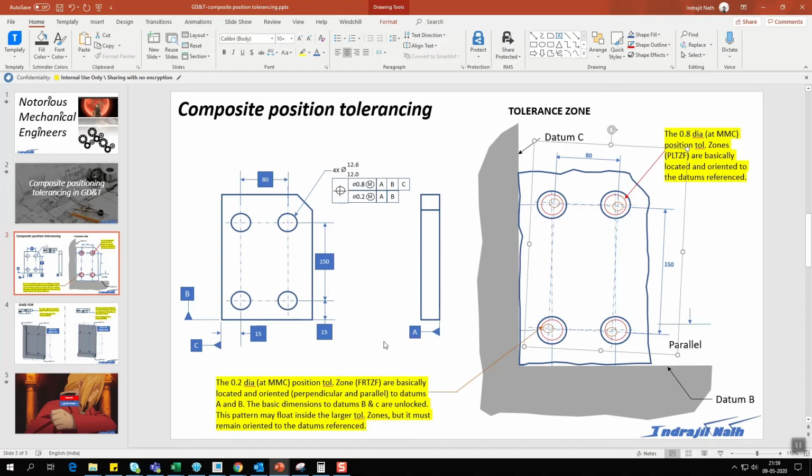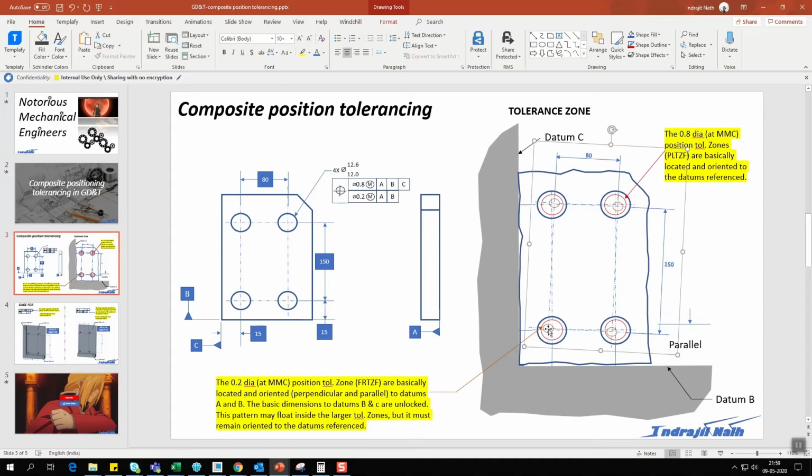Okay, so basically what is happening over here is, if you see the 0.2 diameter at maximum material condition, position tolerance zones are basically located and oriented to datums A and B. Okay, the basic dimensions to datum B are unlocked. Basically, it will get unlocked. This pattern may float inside the larger tolerance zone, but it must maintain the orientation with the datums referred.